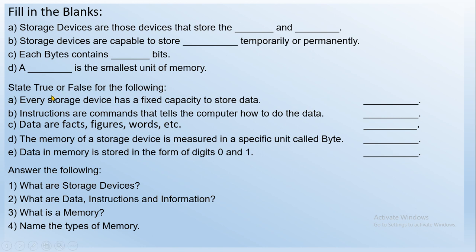Next is true and false. So you have to state here whether the statement given is true or false. First, every storage device has a fixed capacity to store data. Is it true or false? You have to write here. Instructions are commands that tell the computer how to process the data. Is it true or false?